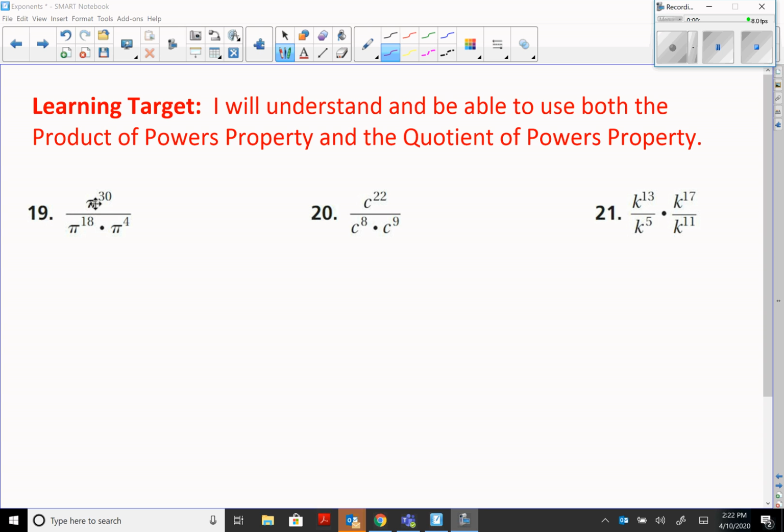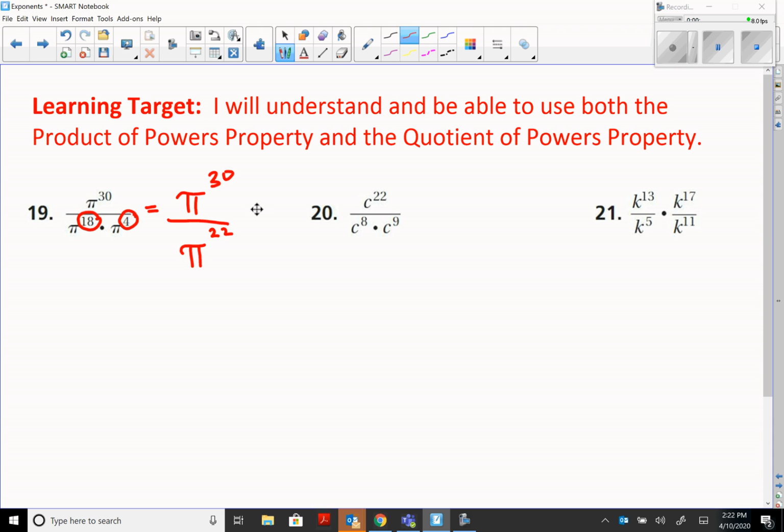If I look at the exponent of the first one, it's 18, and the exponent of the second one, it's 4. So when I add those two together, in the denominator, I get pi to the 22nd power.